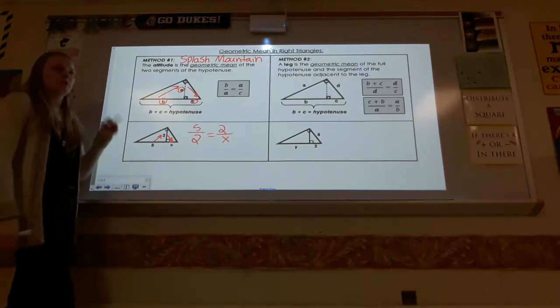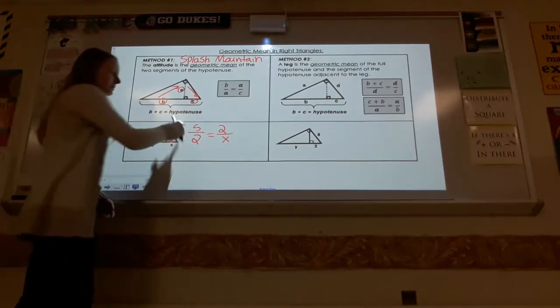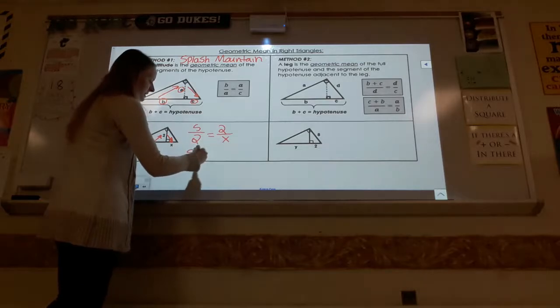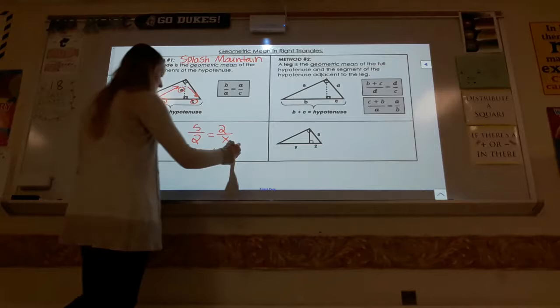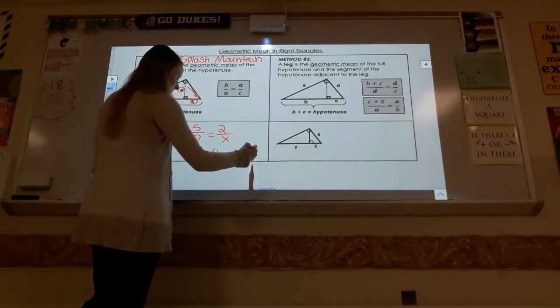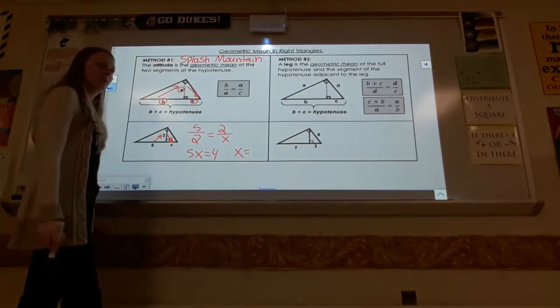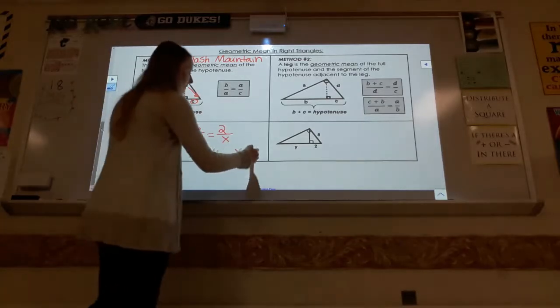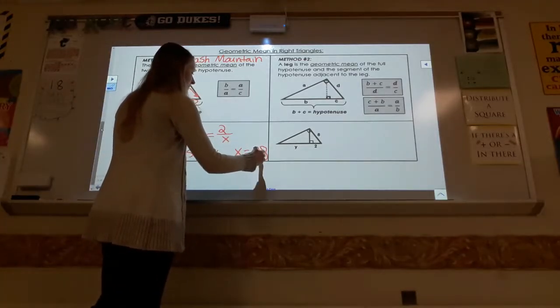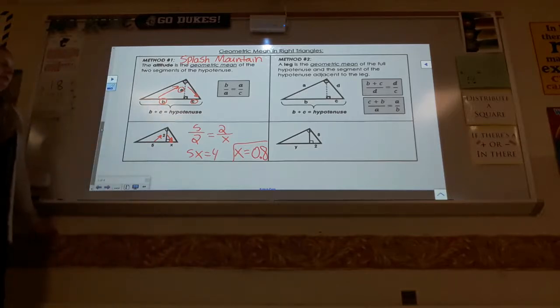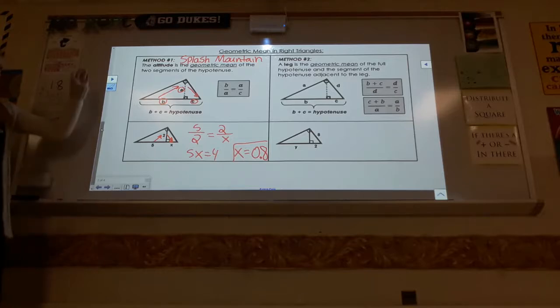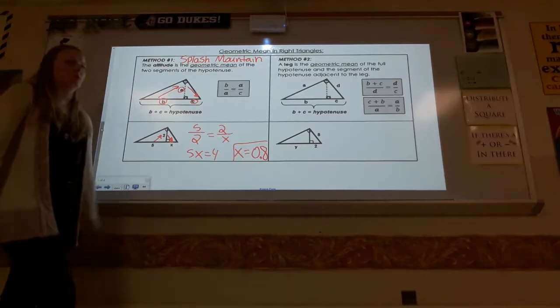Once you write the proportion, you just cross multiply like we had before. So 5 times x equals 4. This one's a decimal. What would it be? 4 divided by 5? 0.8. Right, so that's how this one works. This is when the altitude is labeled. You would use the Splash Mountain rule, as my students like to call it. Right, that's when the altitude is labeled.